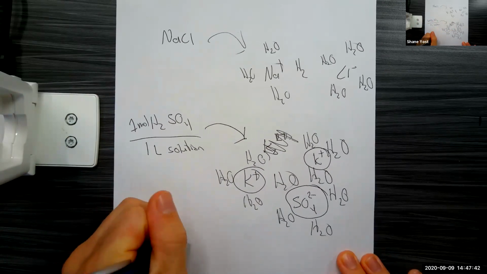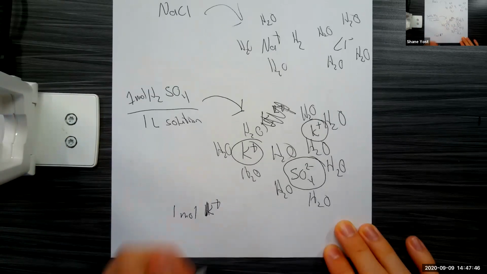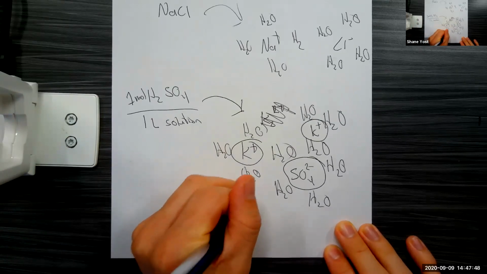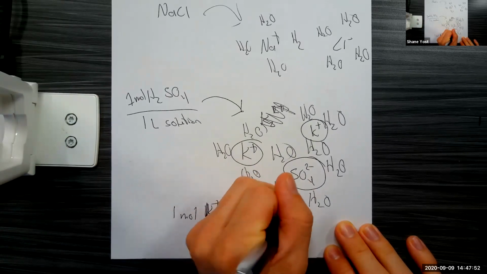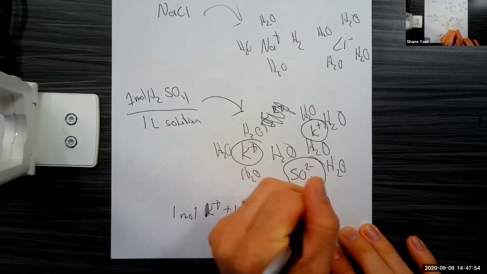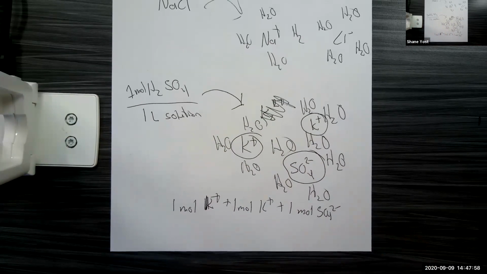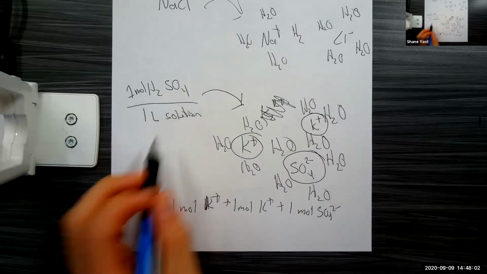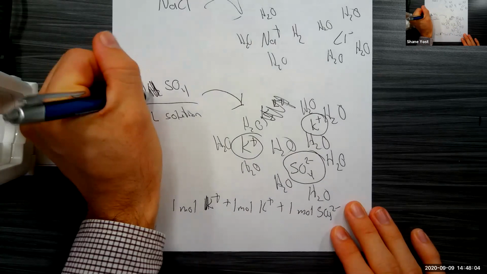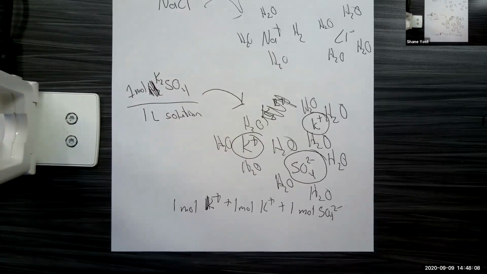I get 1 mole of K plus, 1 mole of K plus, 1 mole of SO4 2 minus, right? I get 1 mole of each of those things in solution if I dissolve 1 mole of, I said H2SO4, sorry, K2SO4, right? Okay.